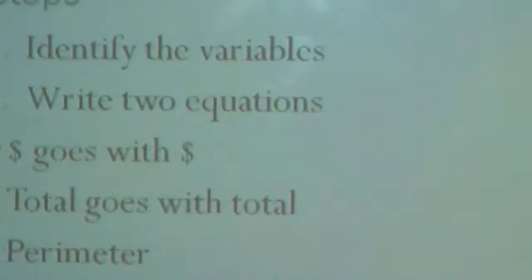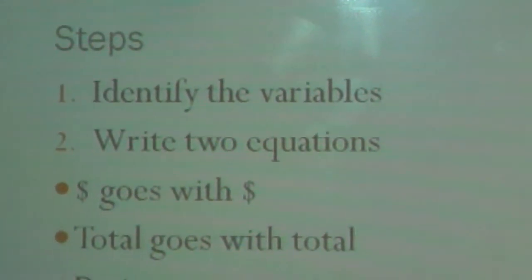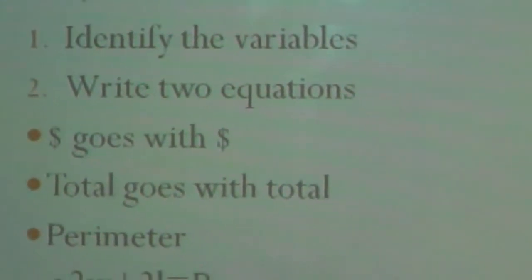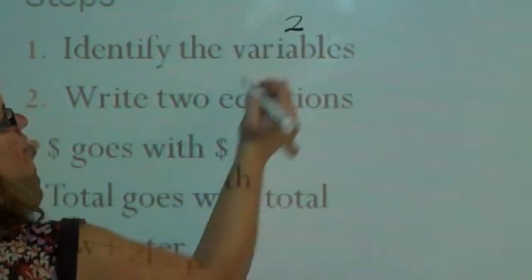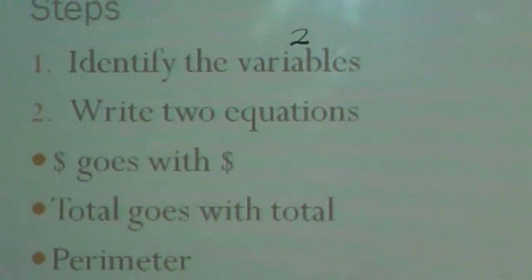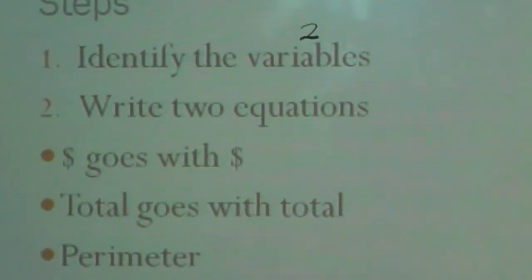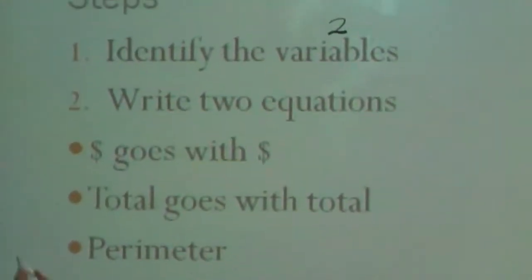Go ahead and write this information down. There are two steps, and then there's some helpful information that you probably need to know. Step one says you need to identify the variables. For us, it's going to be two different things. So we need to identify the two different things the word problem is talking about. And then you just have to write two equations given that information. I'll show you how to do that.